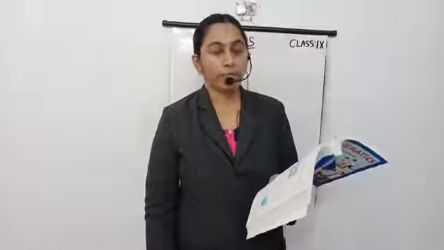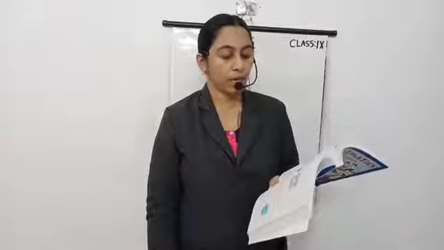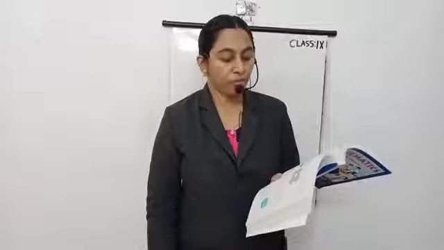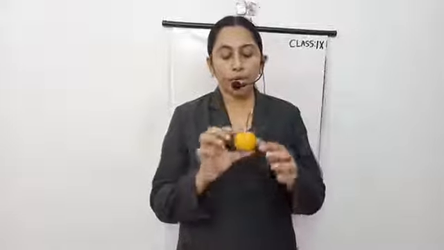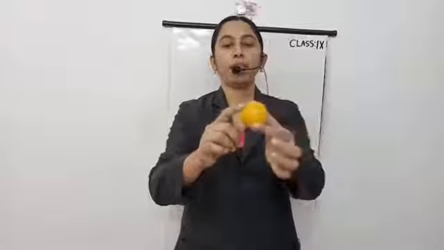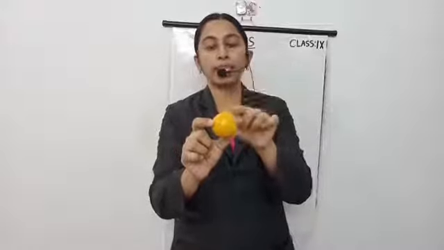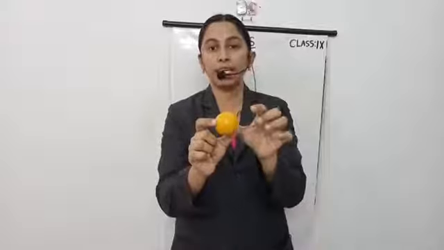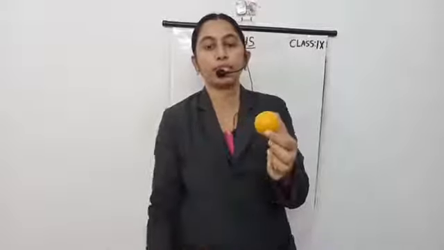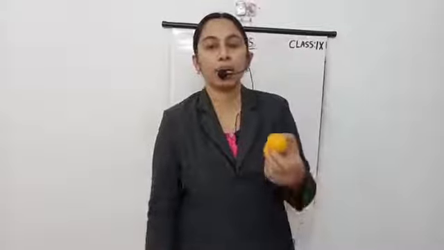A sphere is made up of all points in space which lie at a constant distance, called the radius, from a fixed point called the center of the sphere. That fixed distance is the radius and the fixed point is the center of the sphere.